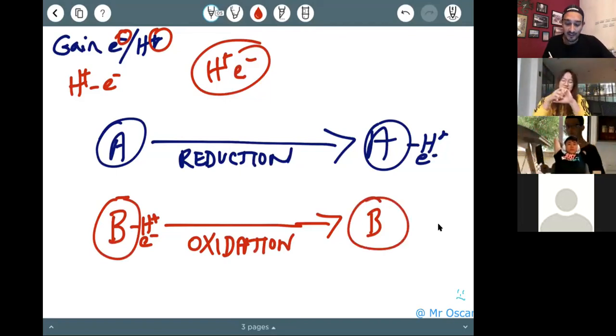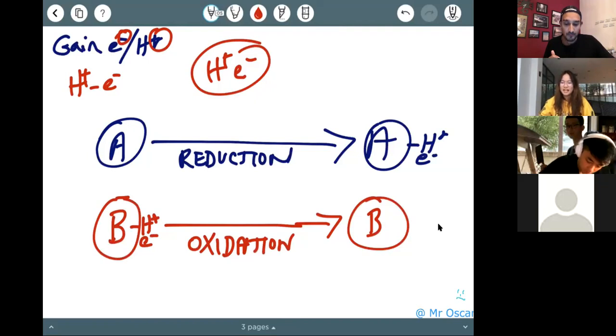This is not that important. Mr. Oscar is right, the relationship between H plus and the electron is not important. All you need to know is: is it losing it or is it getting it? Okay, wait, just to clarify for gaining hydrogen.